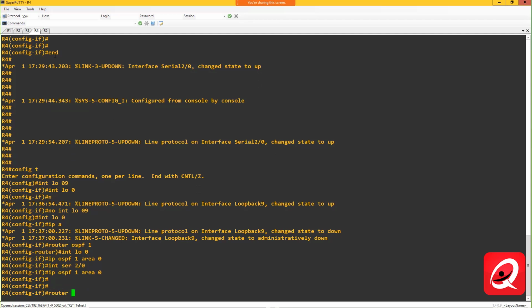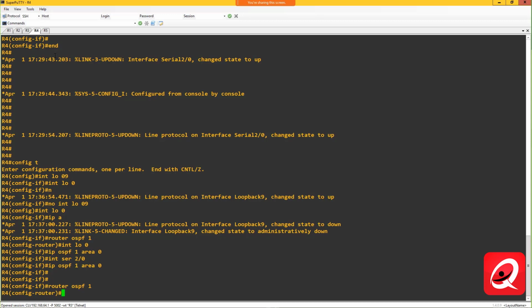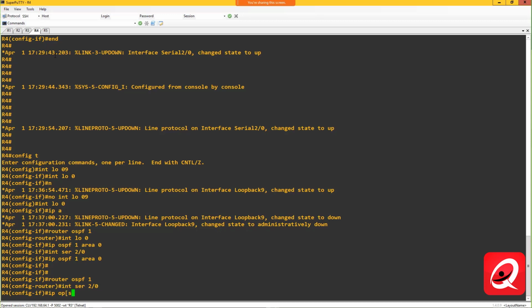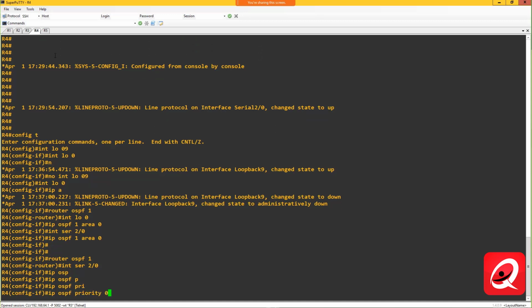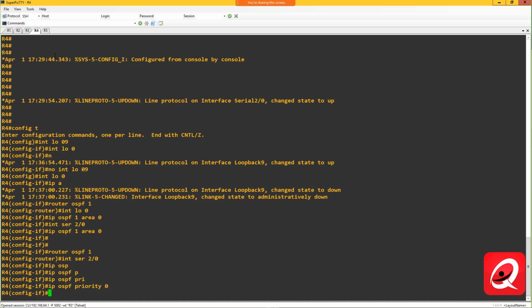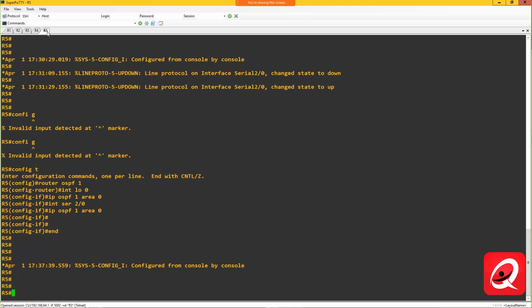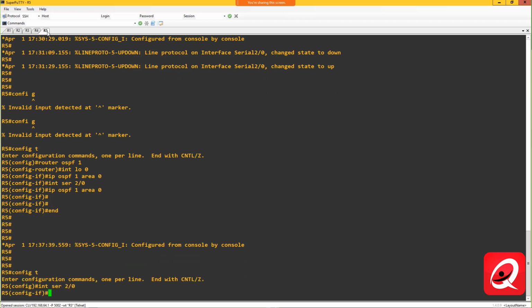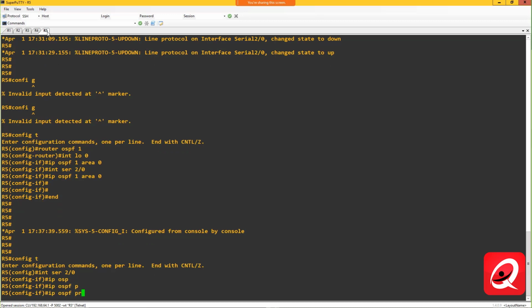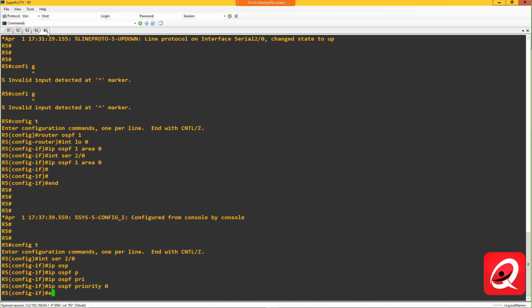So the first thing that I'm going to do in this case is go into the OSPF process, actually the interface, excuse me, interface serial 2/0, and I'm going to say IP OSPF priority 0. So I do not want this router to become elected. There's another way that we can do this. I'll explain how we can do this on the hub, but this is typically how we would do it. Go into serial 2/0, IP OSPF priority 0.